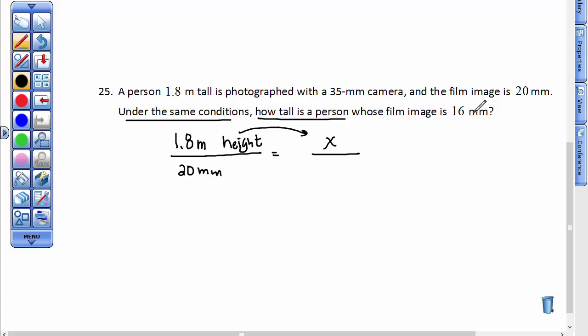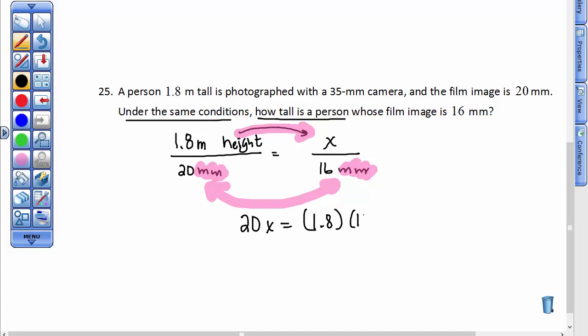If the film image is 16 millimeters, would you notice that here I had 20 millimeters, here I have 16 millimeters. So those units are both in the denominator. Upstairs I have a height of 1.8 meters, so I want to find a height over here. And so I'm now going to set the cross products equal to one another. So I like to put the 20 times x on the left and the 1.8 times 16 on the right. And when you solve this for x, you're going to find out that the person is 1.44 meters in height.